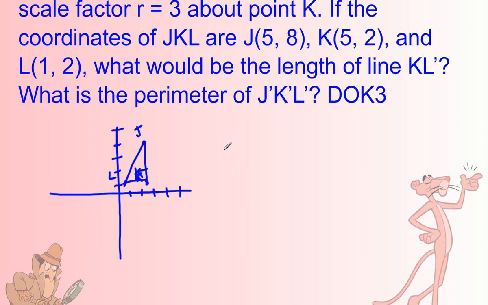All right, so it says the points are going to be dilated by a scale factor of 3 about point K. So this K right here, this point K, is where everything's going to be getting bigger and smaller from. This is the point where they're zooming in and zooming out from. So I have to find out how big each one of these segments is and then multiply it by the scale factor of 3.